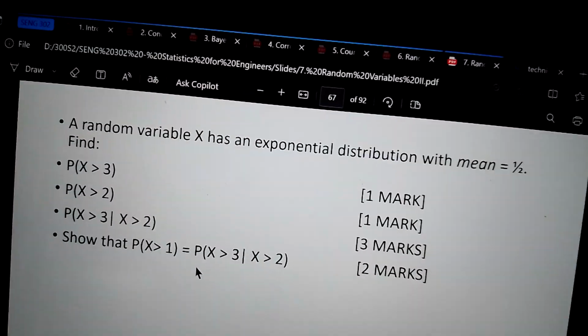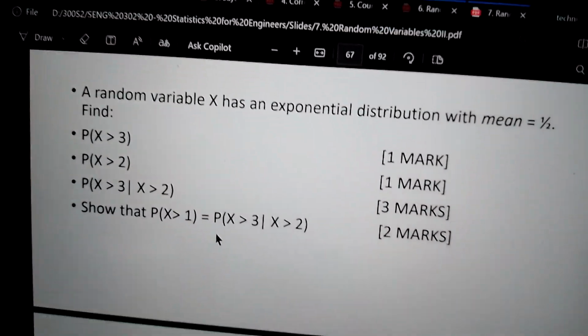Okay, that's how many marks? 7 marks. Basically that's all for exponential distributions.